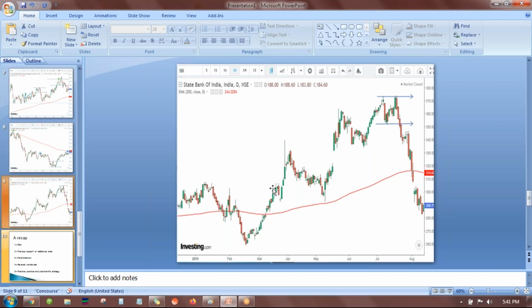And there is nothing like a holy grail. For example, you have taken the first trade, you get a loss. Second trade, you get a loss. Third trade, you get a loss. Now do not lose your confidence.